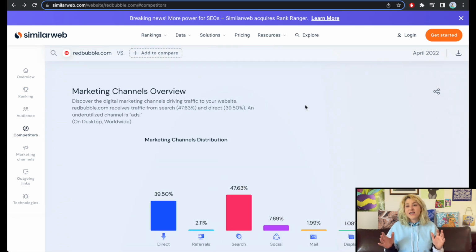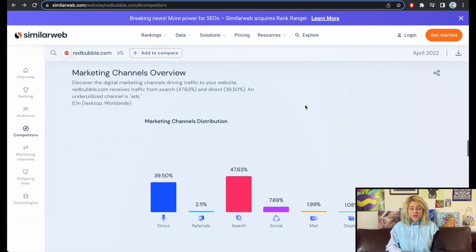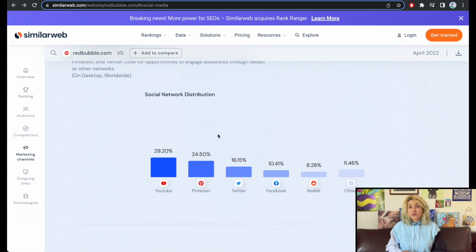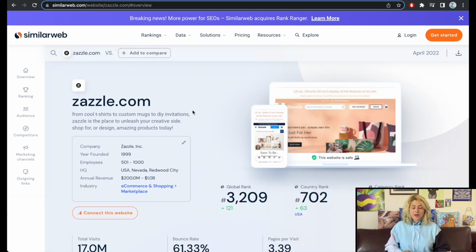Scrolling down and finding out how people get to RedBubble, we're talking about 47% from search, 39% from direct, and 7% from social. If we look at the social breakdown, we'll find that YouTube is a really big point of entry to RedBubble, even though it gets me thinking: are people going into RedBubble from YouTube because they want to buy or because they want to sell? I do have a little bit more to say on that when we check out the trends later on. But for now, let's skip on to Zazzle. That's what we're here to talk about, right?